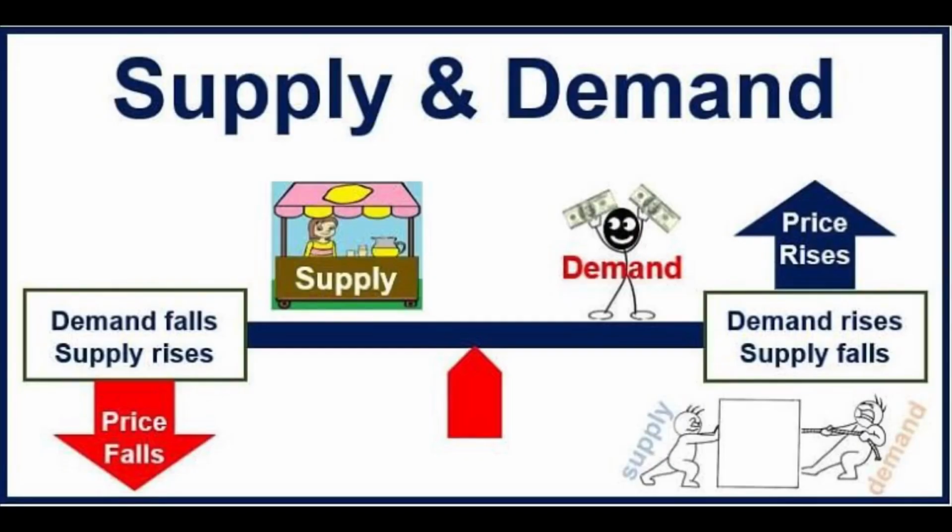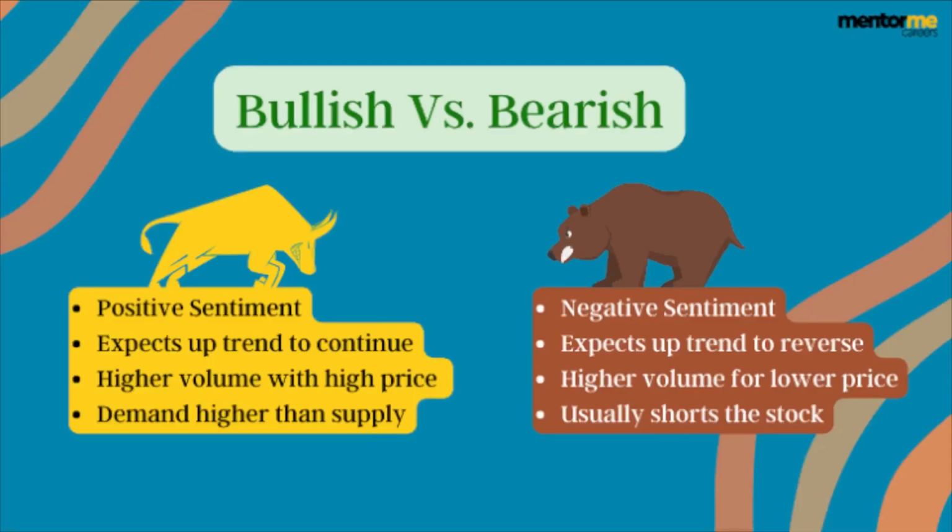Supply and demand. Supply and demand moves the market. Demand and supply are inversely related: when demand falls and supply rises, then price falls; when demand rises and supply falls, then price rises. Let's see bearish and bullish markets. In a bearish market there are more sellers and fewer buyers. According to supply and demand, here is more supply and less demand. Bearish means price moves downwards. A bullish market is the opposite of a bearish market.